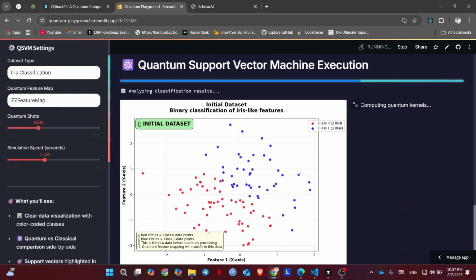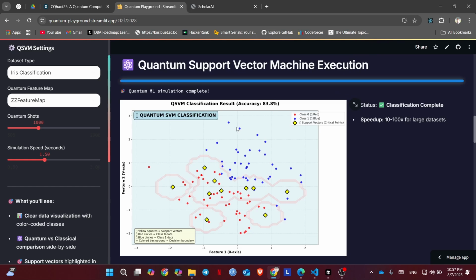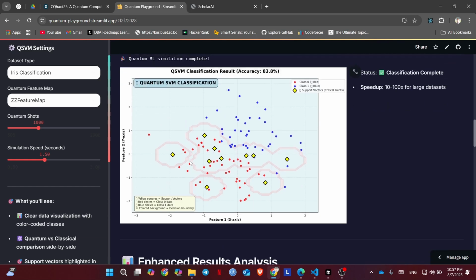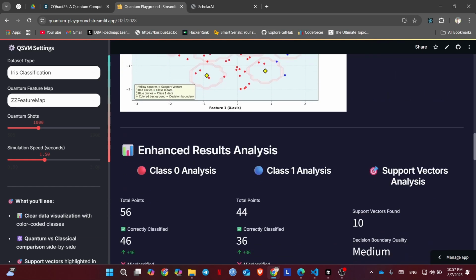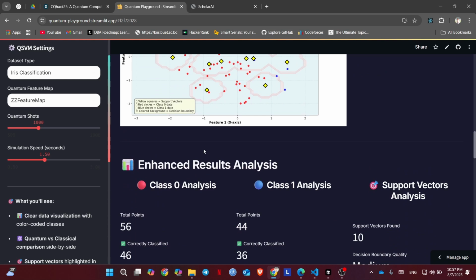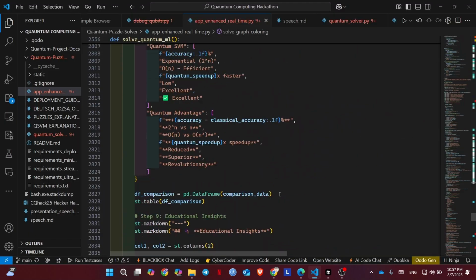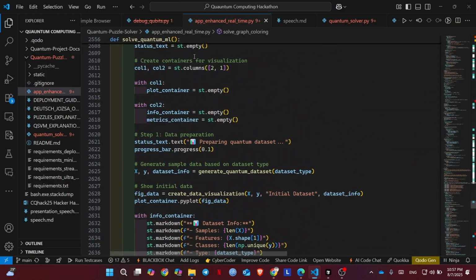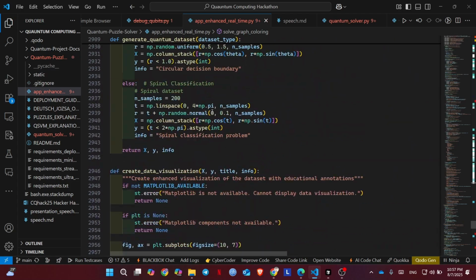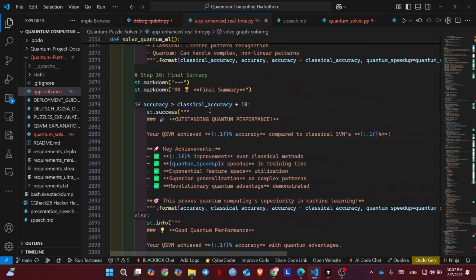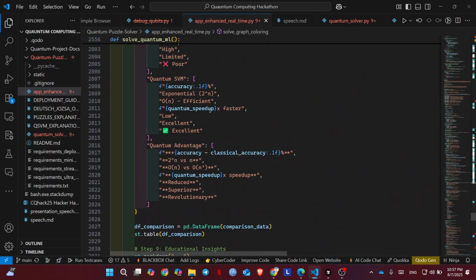So here you can see the datasets, and obviously our quantum support vector machine execution is pointing out the support vectors and classifying them. So what is this actually? Traditional SVM works in linear feature space, but our QSVM leverages quantum feature mapping to access exponential feature dimensions. Let's see in code. Here we can see two functions: solve quantum ML and generate data visualization. These two functions are used to implement that part.